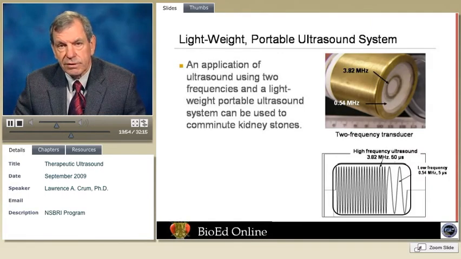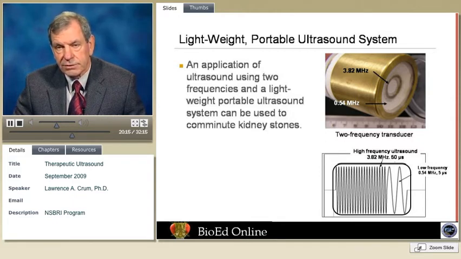So we have developed, along with our colleagues at the University of Tokyo, a small handheld device, maybe the size of a softball or something like that, that could break up kidney stones. And this uses two frequencies. It's a very interesting application of ultrasound.